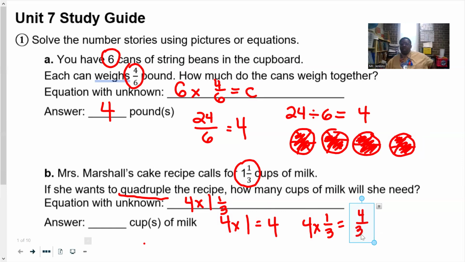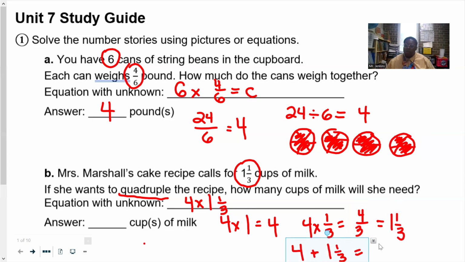Now this 4/3 is an improper fraction. We can't put 4 and 4/3 together without converting it first. So 4/3, if I wanted to convert it to a mixed number, that would be 3/3 is a whole, and I would have 1/3 left over. So that would be 1 whole and 1/3. Now we're going to do 4 plus 1 1/3, which is equal to 4 plus 1 is 5, and add your 1/3 with it. So that is our answer.